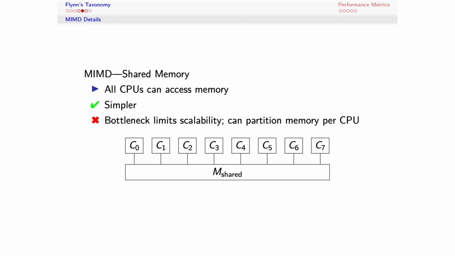Here's a very simple picture of that first case, the shared memory MIMD machine. The idea here is that all of the CPUs have access to the same shared memory. They're all going to have the same data set available to them. They might not access the same elements in that memory at the same time, but the hardware is such that they could if they wanted to. So here's a little illustration of that, of cores C0 through C7, and they're all directly connected to a single M sub-shared here. And this is essentially the default architecture for most common microprocessors, right?